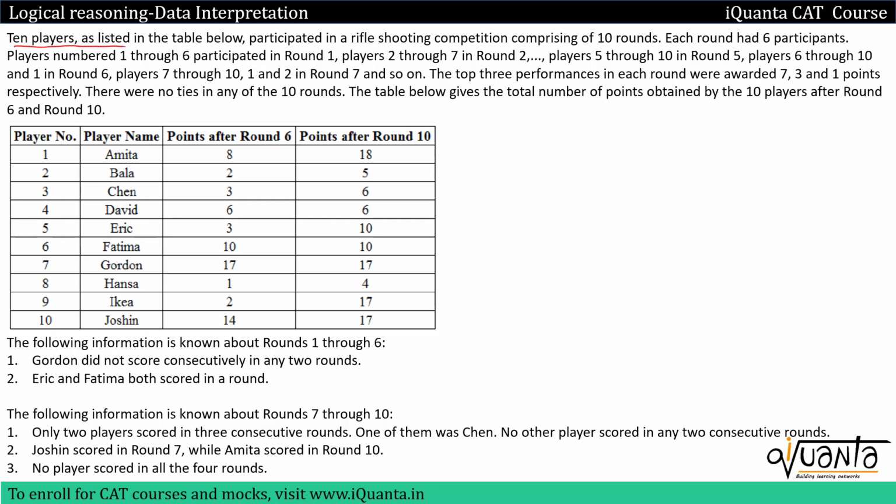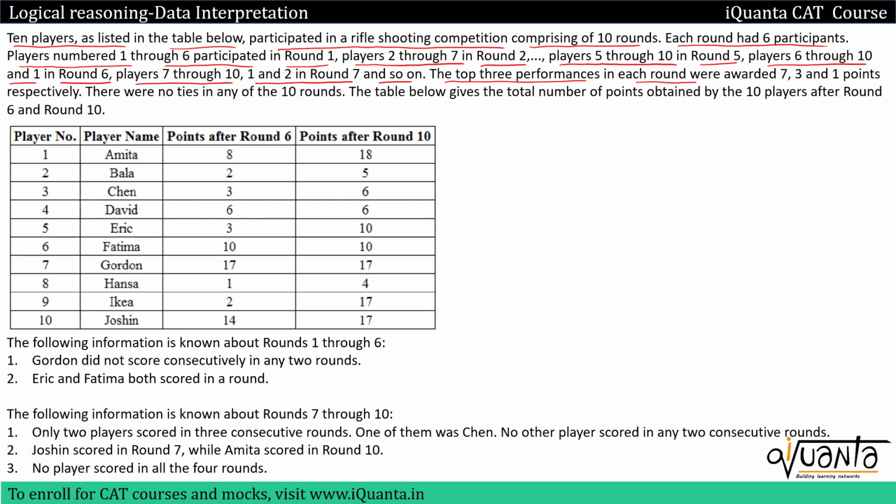So the question is: 10 players as listed in the table below participated in a rifle shooting competition comprising 10 rounds. Each round had 6 participants. Players numbered 1 through 6 participated in round 1. Players 2 to 7 in round 2. Players 5 through 10 in round 5. Players 6 through 10 and 1 in round 6. Players 7 through 10, 1 and 2 in round 7, and so on.